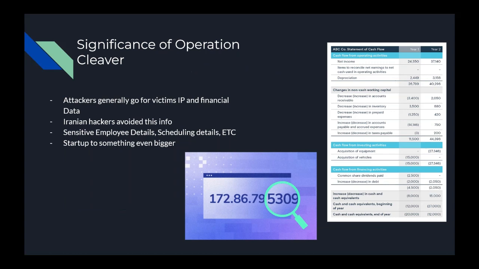This attack affected many countries across the world, including big names such as Canada, the United States, and China. Generally, when there is a cyber attack of this scale, attackers will go for a victim's IP and/or financial data whenever the opportunity presents itself. However, in the case of Operation Cleaver, the Iranian group of hackers actually avoided stealing any data of this sort.